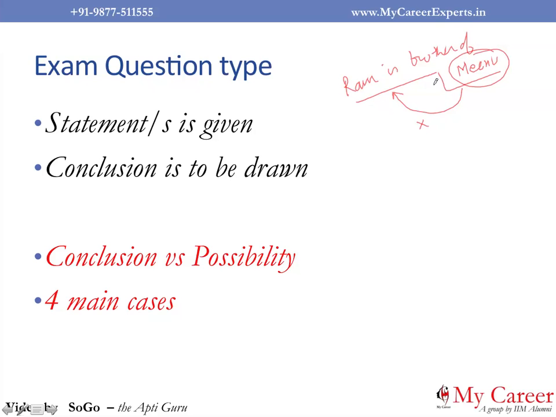Minu can be brother of Ram as well. So this is a statement where we know one way relation with us. So the conclusion we draw has to be different from possibility, because possibility is something which may happen, but conclusion is something which is definitely true.